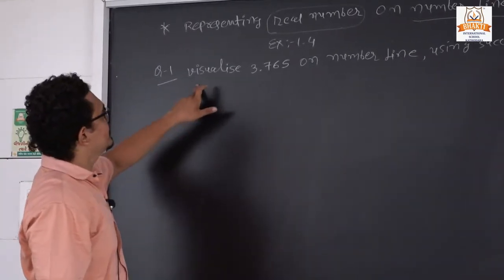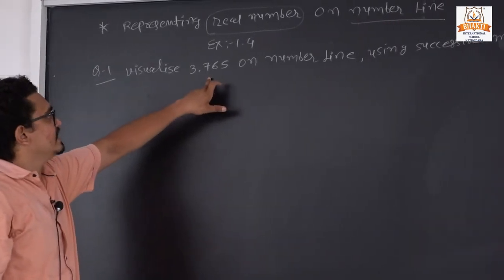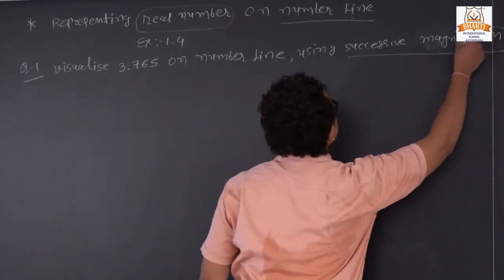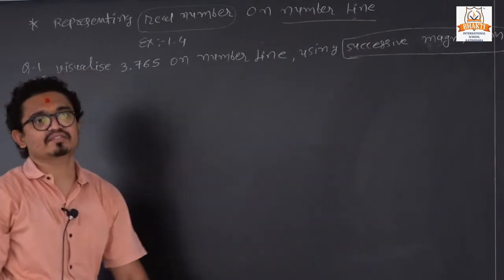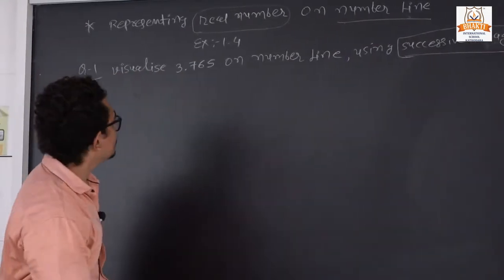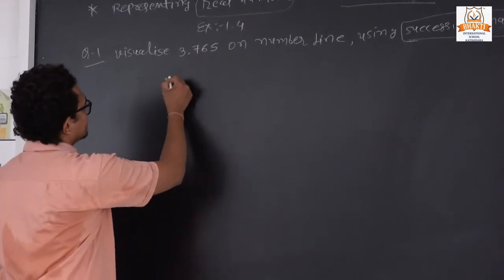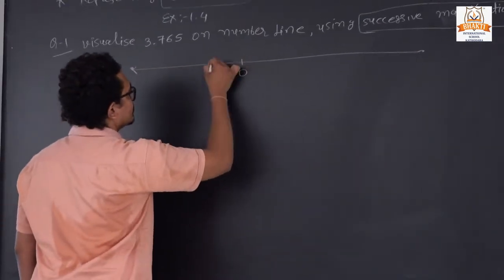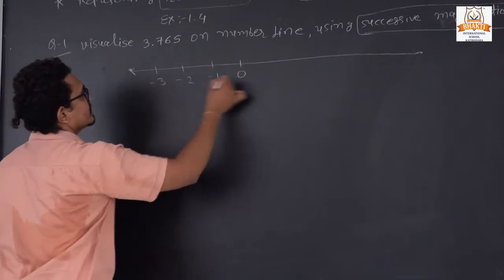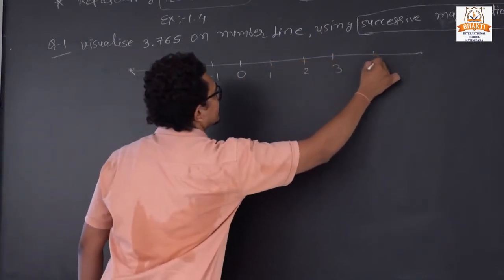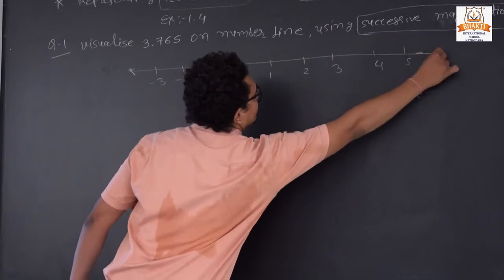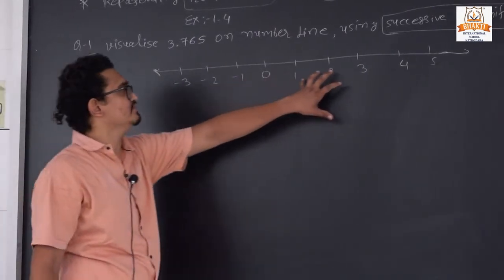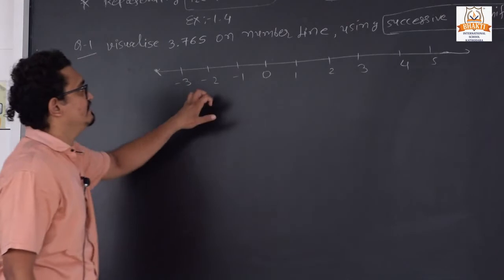So first question is visualize 3.765 on the number line using successive magnification. That term is very important. Successive magnification. It means what? First of all we can start with our number line. So here we have a 0, -1, -2, then 1, 2, 3 and 4, 5. So it is our number line. On a number line we have 0, 1, 2, 3, 4, 5 on the right hand side, negative integers on the left hand side.